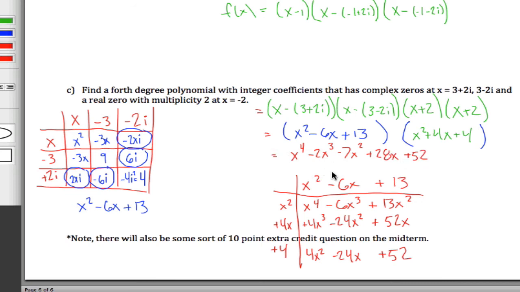Here is a 4th degree polynomial. And if you factored it, it would factor like this. And if you set those equal to 0 and solved, you'd get these as your answers. So it has these different zeros. So it must be our answer.